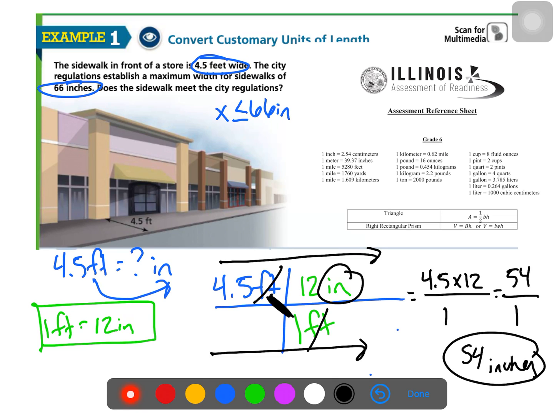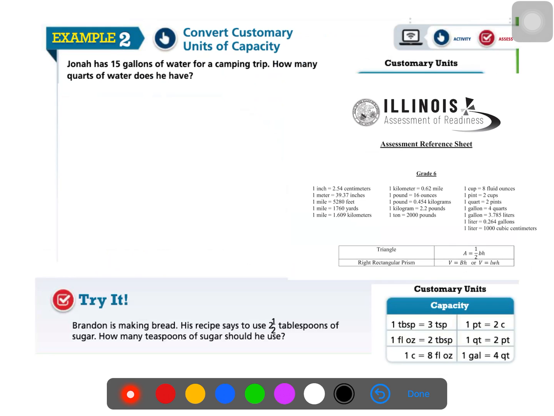So if the sidewalk is 54 inches, does that fit the regulations? Yes, because the regulations have to be less than or equal to 66. So does it fit? Yes, it sure does. All right, let's go to example 2 where we're going to be using capacity. I'm using the same format with capacity.